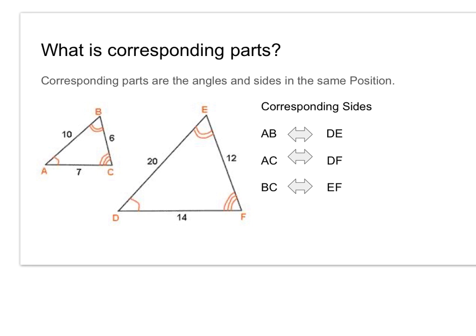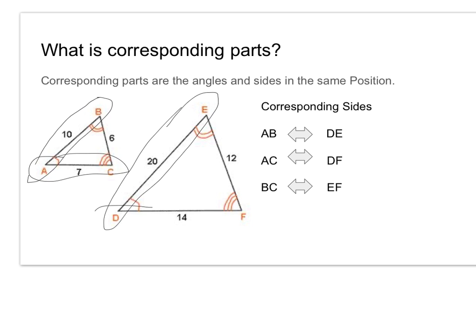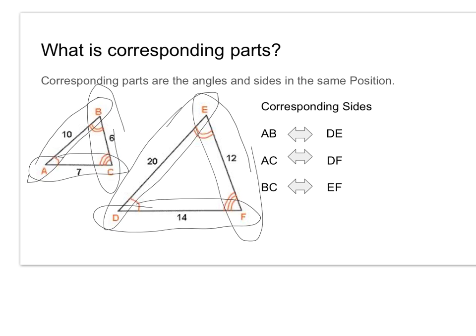So for example, we have AB corresponding to DE on this triangle. They're in the same spots. AC is corresponding to DF on this triangle. And then BC is corresponding to EF. So they're in the same position.